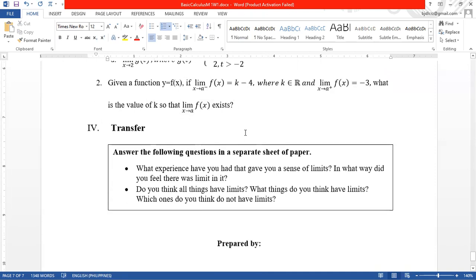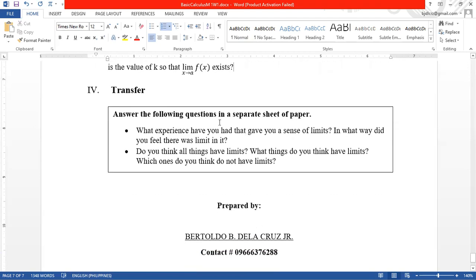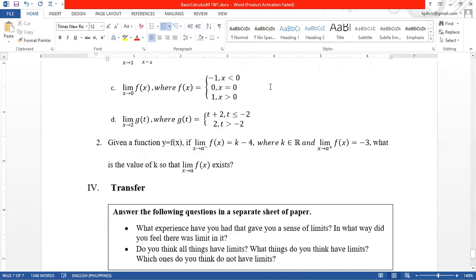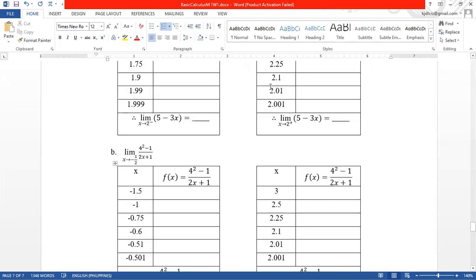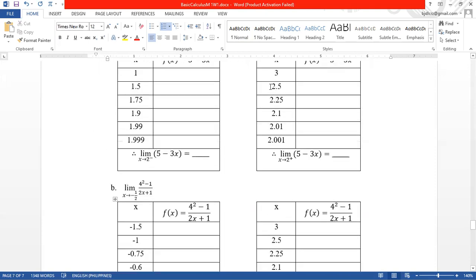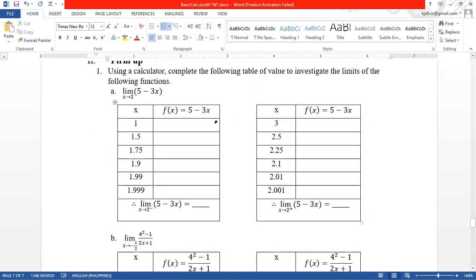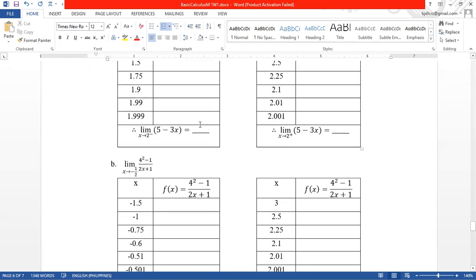So for your transfer, I want you to answer the following question in a separate sheet of paper. Okay, tanan ninyong answer is i-answer ninyo sa separate sheet of paper para dali ra ma-checkan, kay solutions. Show your solution. For diri kay calculator naman dili na pod, di ba?